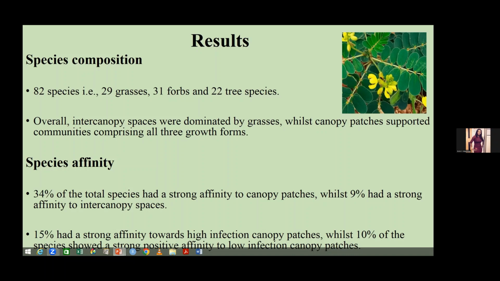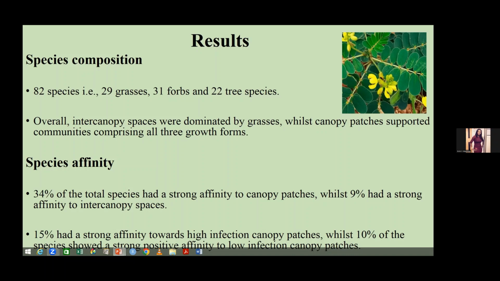So that means both the canopy patch and the intercanopy spaces had high abundance of high grazing value grass species, while the high infection microhabitats had mixed species ranging from low to high grazing value.